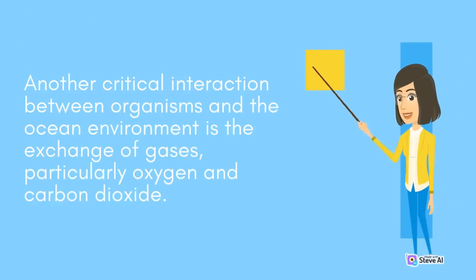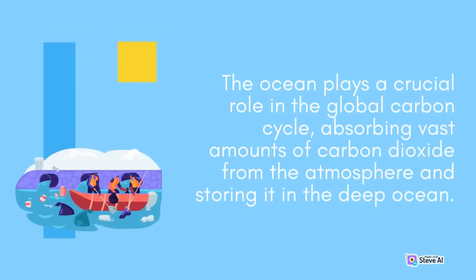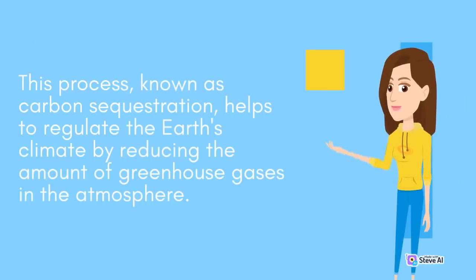Another critical interaction between organisms and the ocean environment is the exchange of gases, particularly oxygen and carbon dioxide. Marine organisms require oxygen to carry out cellular respiration, just like land animals, and they also produce carbon dioxide as a waste product. The ocean plays a crucial role in the global carbon cycle, absorbing vast amounts of carbon dioxide from the atmosphere and storing it in the deep ocean. This process, known as carbon sequestration, helps to regulate the Earth's climate by reducing the amount of greenhouse gases in the atmosphere.